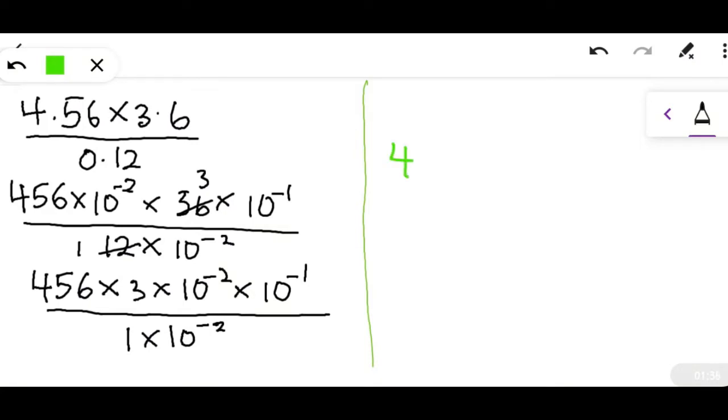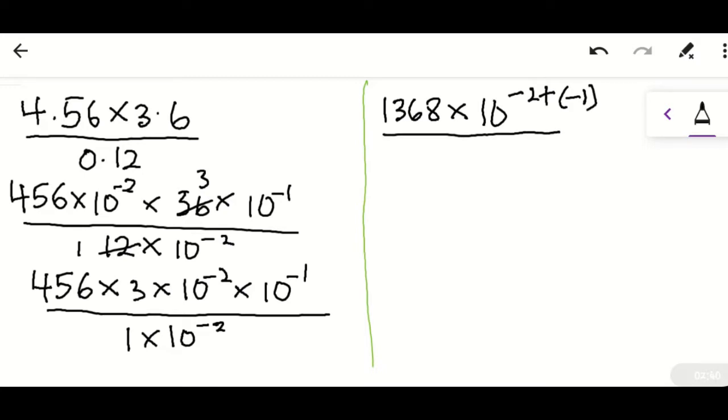So before we proceed, let's multiply 456 by 3. Do that real quick and let's see what you get. So 3 multiplied by 6, 18, remainder 1. 3 multiplied by 5, 15 plus 1, 16, 6. 3 multiplied by 4 plus 1, 12, 13. Yeah. So 456 multiplied by 3 is 1368. And we are going to multiply that by 10 to the power negative 2 plus negative 1, all over 1 multiplied by 10 to the power negative 2. Yes. So we go ahead and then simplify what we are having.